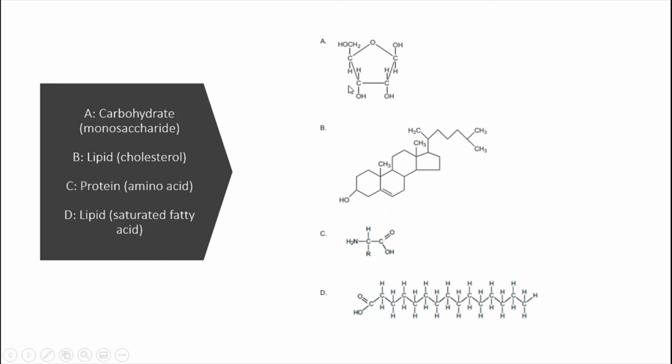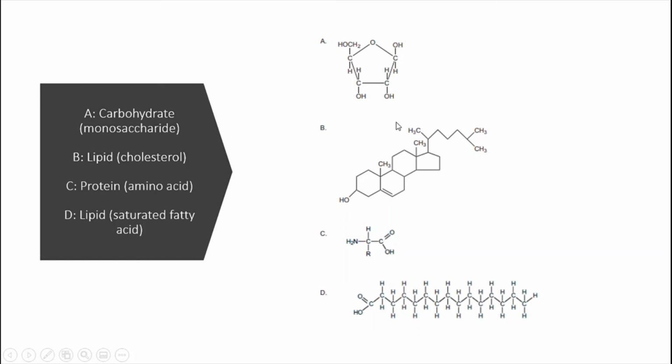A is a carbohydrate, specifically a monosaccharide, and we can see that by its simple ring structure. And D here would be a lipid. This is a saturated fatty acid. We can see the carboxyl here and the hydrocarbon part here, and it's saturated because all the bonds between our carbons are single bonds. B and C were a bit more tricky.